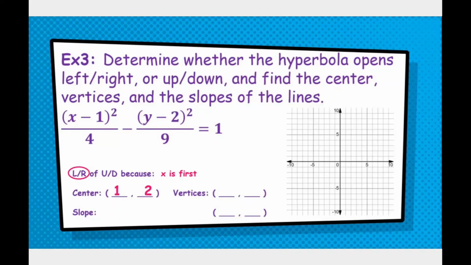So let's go ahead and plot my h and k, which is 1, 2. Let's plot that point. And then a squared is equal to 4, so that means a is equal to 2. So I'm going to go over 2 to the left and over 2 to the right from the center to get the following 2 points. And then I'm just going to write those down. That's -1, 2, and then +3, 2.